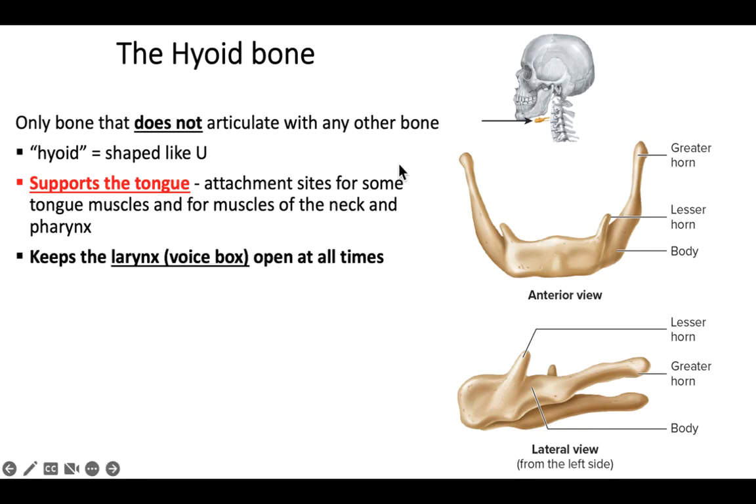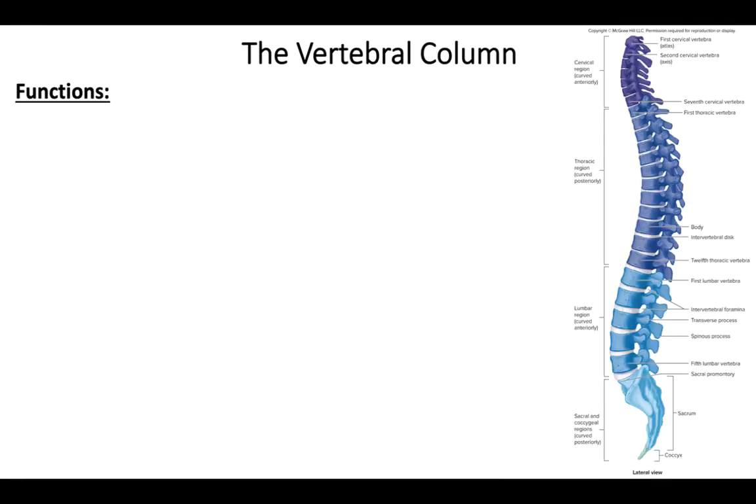When someone gets strangled, they often look at that hyoid bone because in extreme strangulations, quite often that hyoid bone fractures or breaks. Okay, next video we're going to move down the vertebral column.